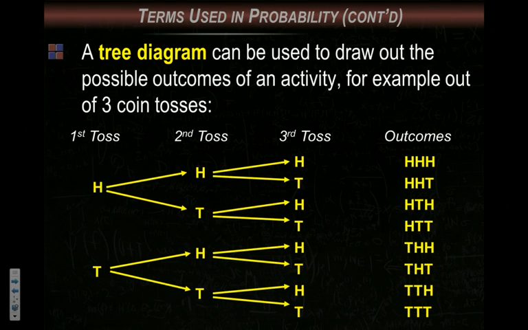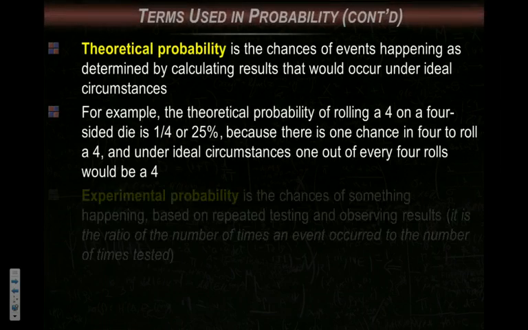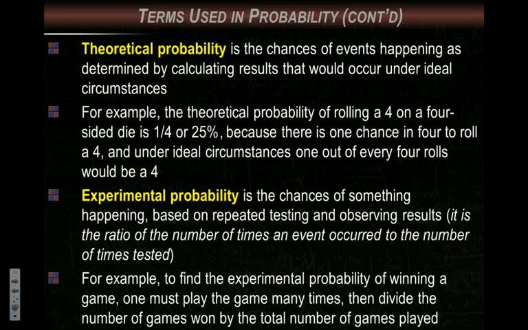Okay, a theoretical probability is the chances determined by calculating results that you can do under ideal situations, right? For example, rolling a 4-sided die is a 1 in 4 or a 25% chance because there's 1 chance in 4 to roll a 4, okay? And under ideal circumstances, 1 out of every 4 rolls would be a 4, okay? But that's theoretical, okay? Experimental probability is when you actually do a bunch of experiments.